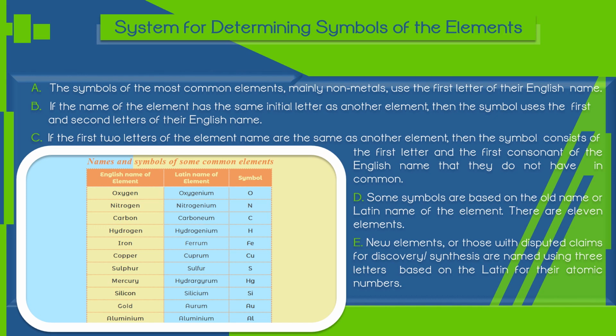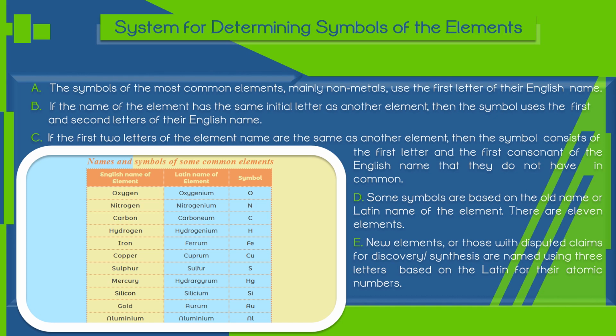And the second one, if the name of the element has the same initial letter as another element, then the symbol uses the first and the second letter of the English name. Example, helium is He, because we cannot give H for helium, as H represents hydrogen only. Then lithium, Li, and beryllium, Be.